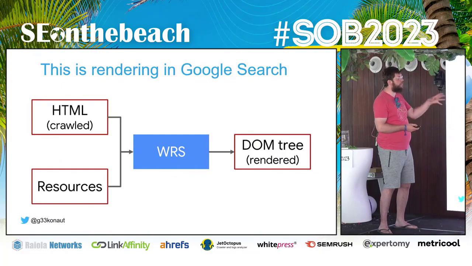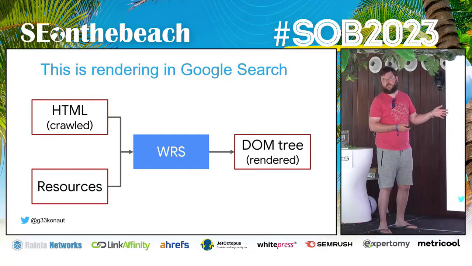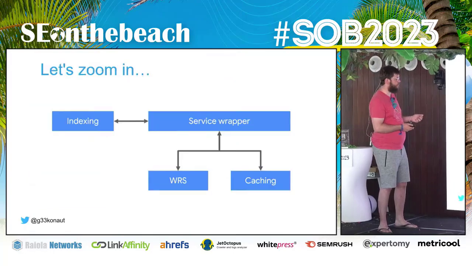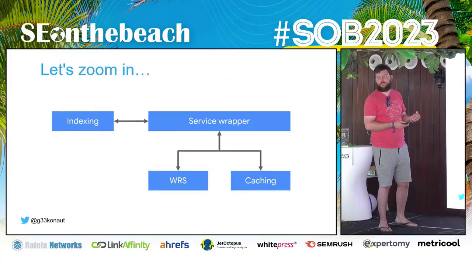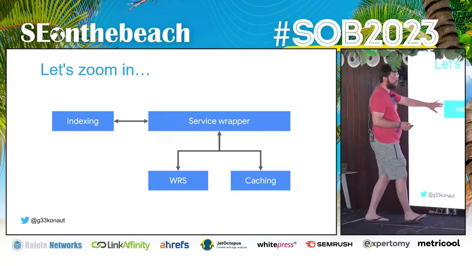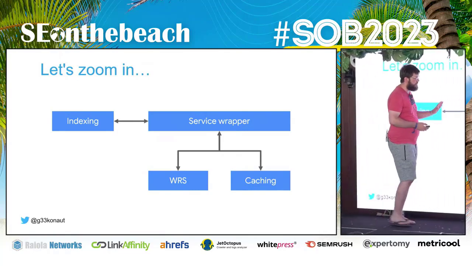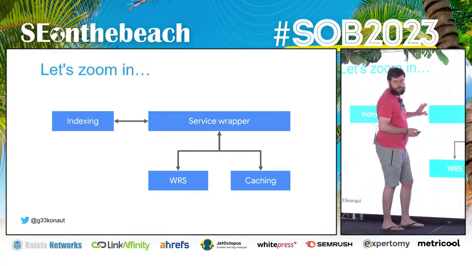All right, so now what is this magic box? Because I've been cheating a little bit, just saying there's a magic box here. Let's open the magic box. Yeah, that's not helping, is it? So here we have indexing. That's the rest of the indexing pipeline, and this is where we cross into the web rendering service.